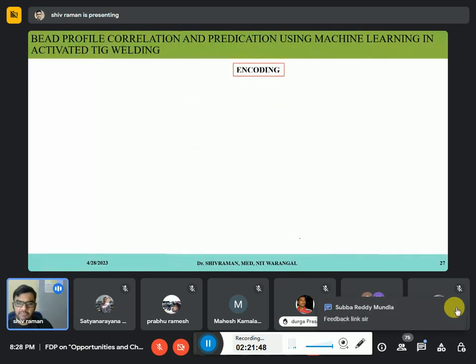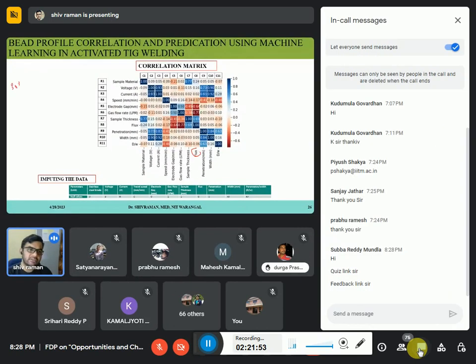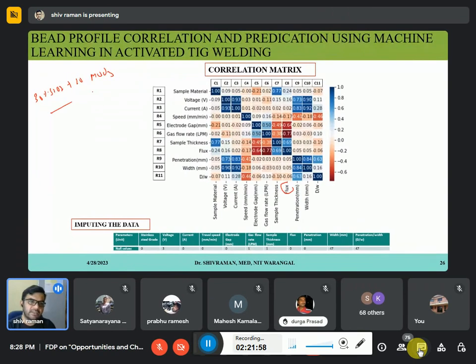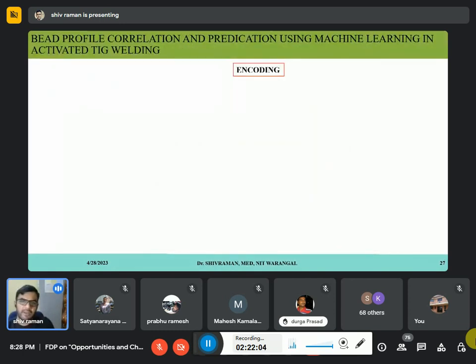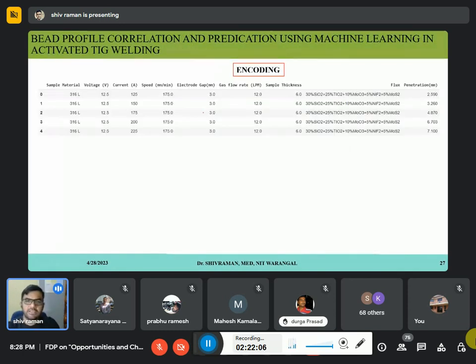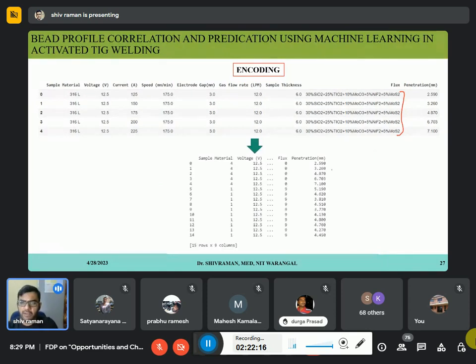And also if you can see here, the flux is more of a chemical formula, let's say 30% silicon dioxide, 20% molybdenum dioxide. So it's a categorical data set. So we need to encode this categorical data set into a numerical data set. For that encoding, we applied label encoding. So here you can see this is how our data set looks like. Okay, this is the flux composition. When I applied the encoding, I was able to convert it into a numerical data set.